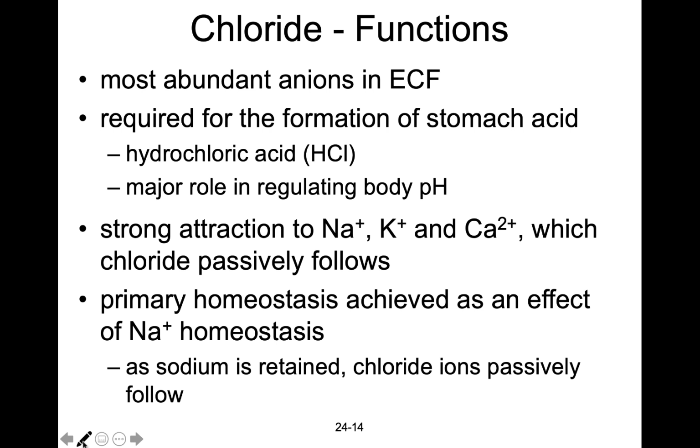So the last ion we have is going to be chloride. This is the last of the three major ions, and chloride is the most abundant anion in the extracellular fluid. So the most abundant cation was sodium, and the most abundant anion is chloride. Chloride is required for some pretty important functions in your body, and one of them is in your digestive system for production of hydrochloric acid. The chloride for HCl in your stomach comes from your blood.